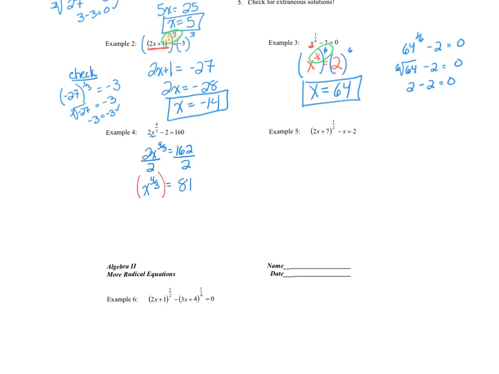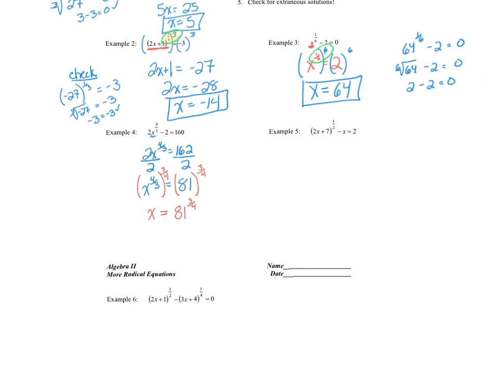In order to do that, we're going to raise it to the reciprocal power, which is the flipped fraction. When you multiply 4/3 times 3/4, that's going to equal 1. So that will cancel out that fractional exponent, and we're just going to be left with x. And then we're going to be left with 81 to the 3/4.